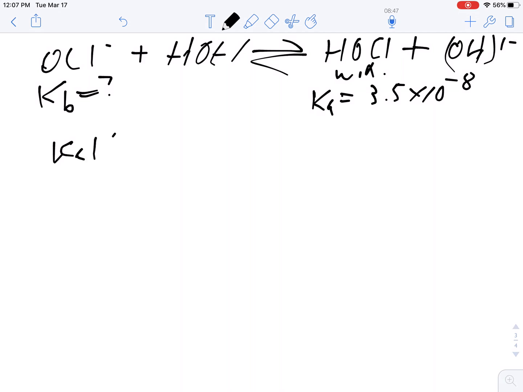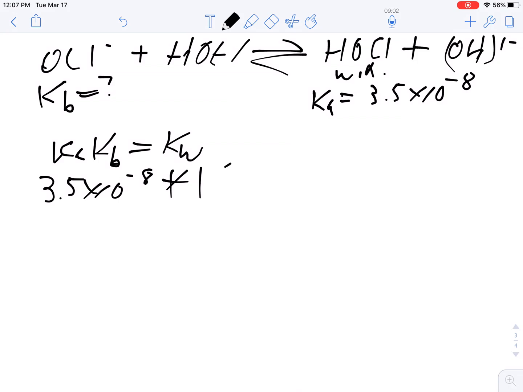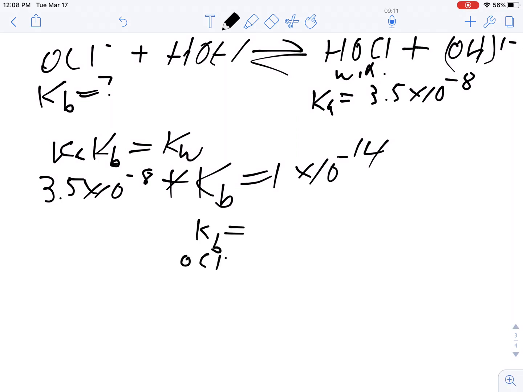So Ka times Kb is equal to Kw. So we can solve for the Kb: 3.5 times 10 to the negative 8th times Kb equals 1 times 10 to the negative 14th. So that means my Kb for the OCl minus is going to be 2.85 times 10 to the negative 7th.